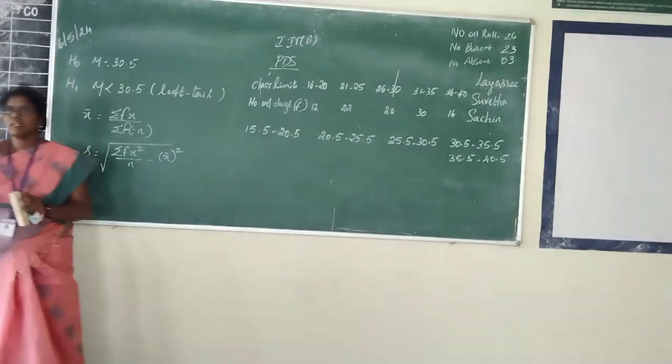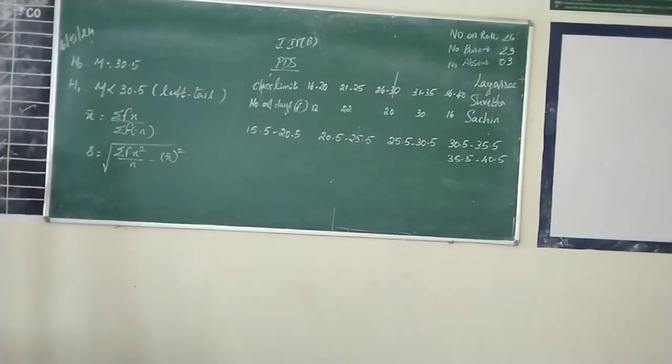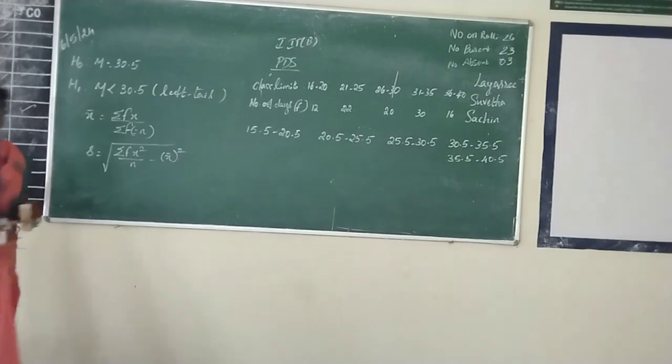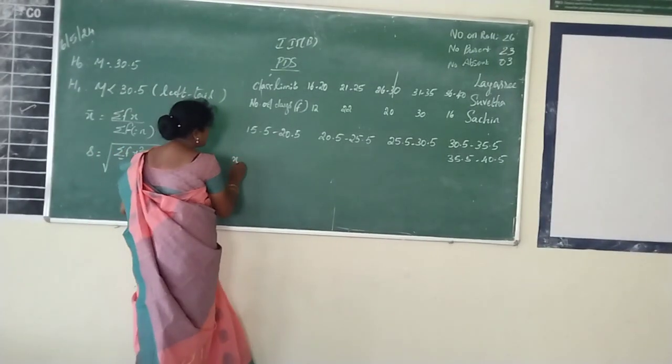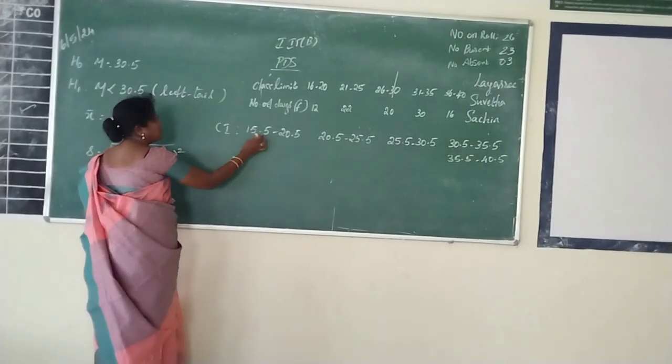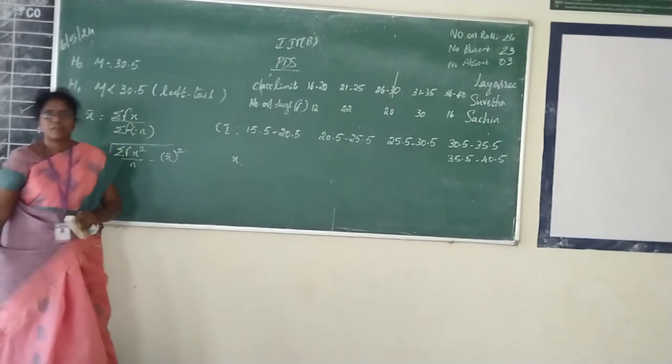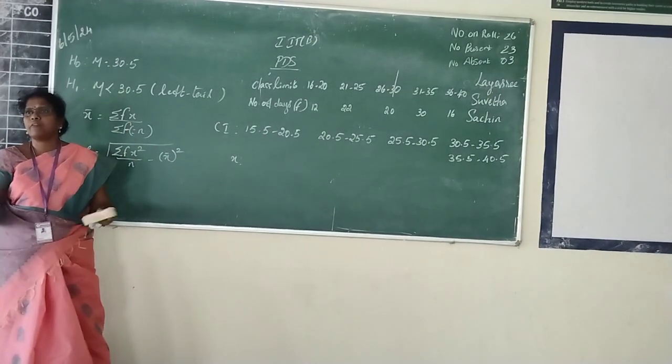If it is already given in continuous format, avoid this step. If it is not given so, you have to do this. Now you choose the x values, which will be your mid values. So how do you choose your x values? What is the mid value between these two? 18.5. How do you find the mid value now?